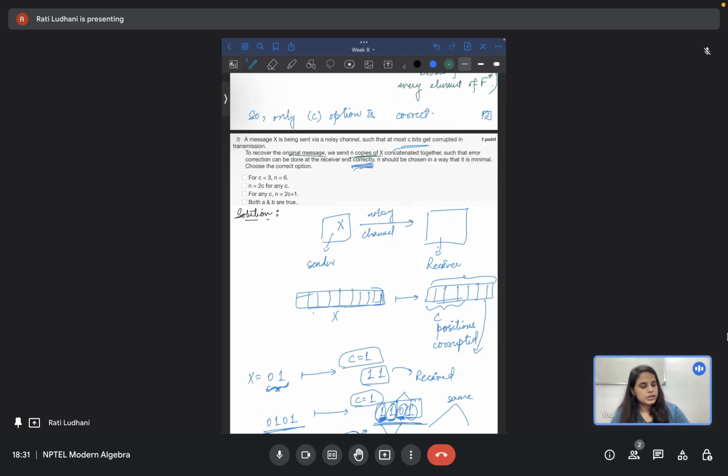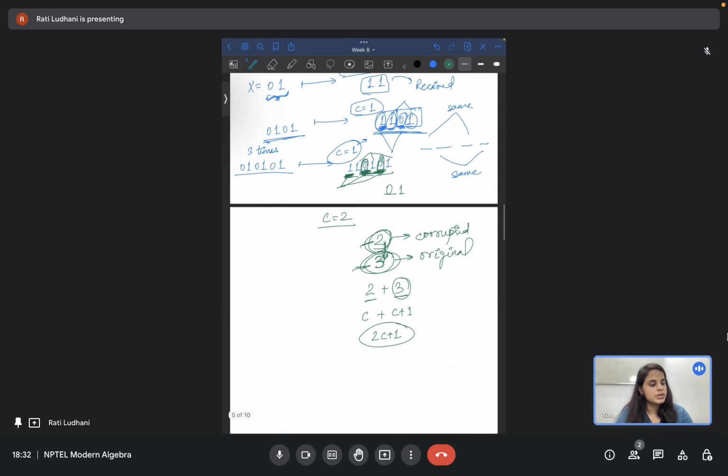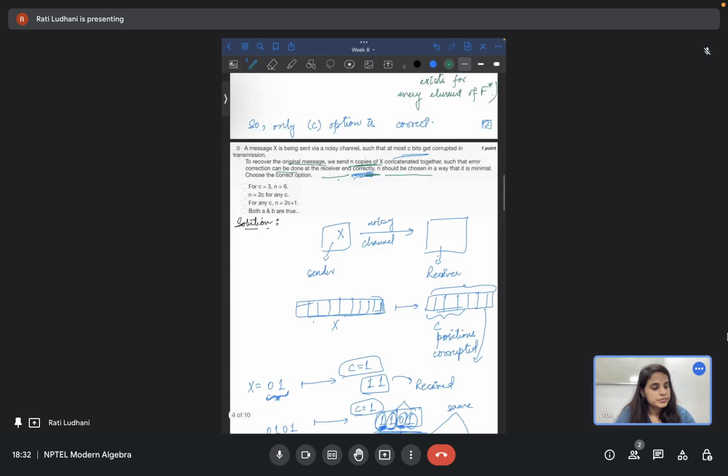So you just take like 0 1 0 and just take the join, such that error correction can be done. Correction can be done. It is not asking for detection. So these are 2 different questions if you observe. So such that error correction can be done at the receiver end correctly. So what n should be chosen? n should be chosen in a way that it is minimal. So that this is the minimal n which we need.